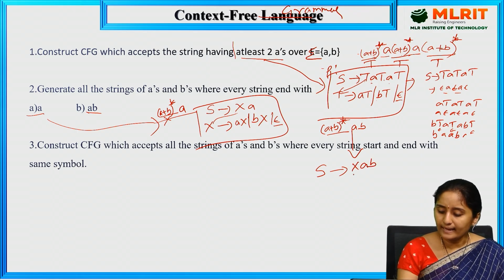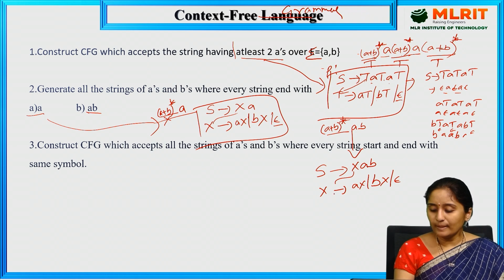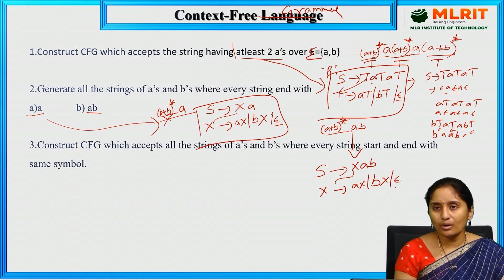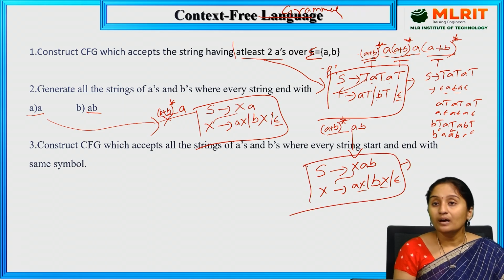Now again X I am replacing: X produces AX or BX or epsilon. These X are nothing but the non-terminals. From these production rules, we can generate the context-free grammar.